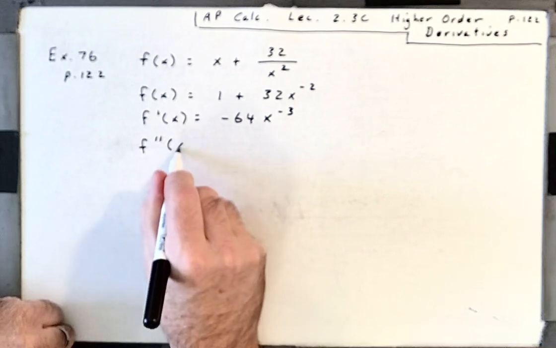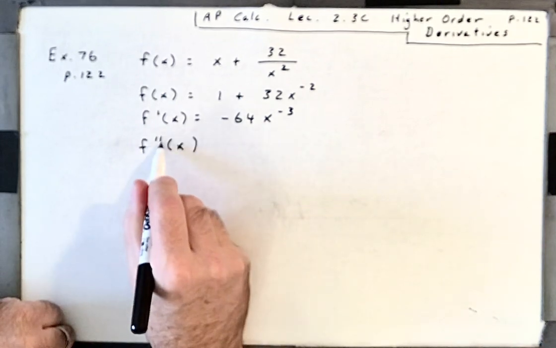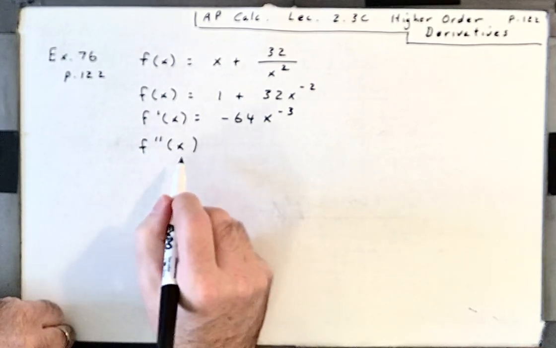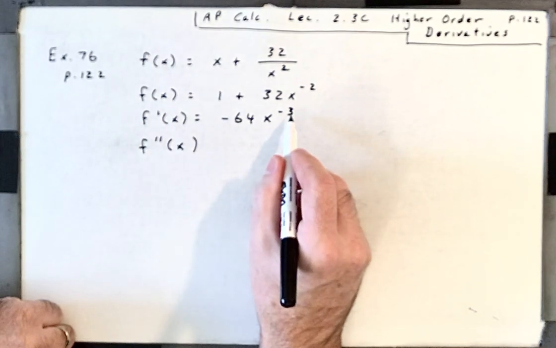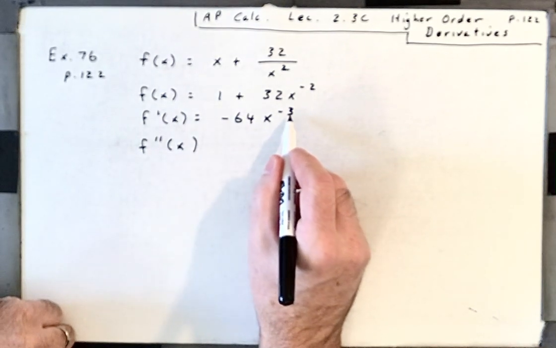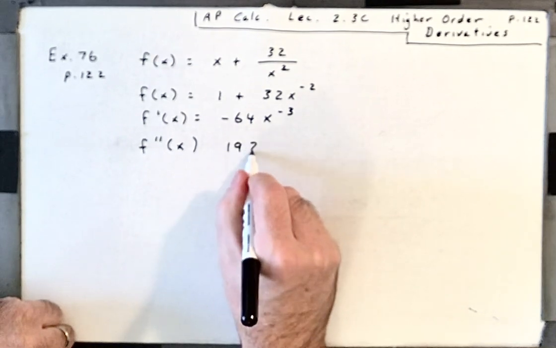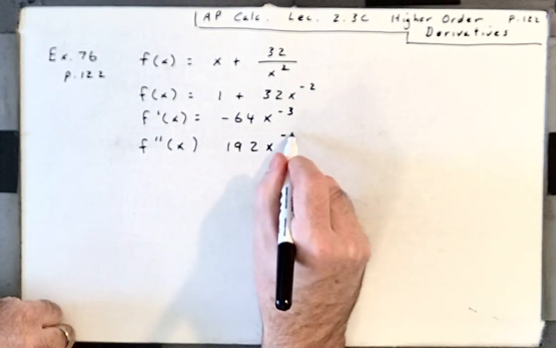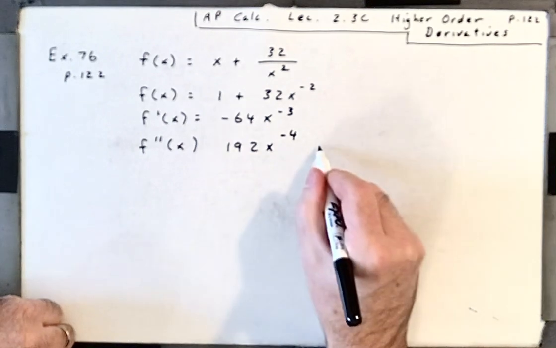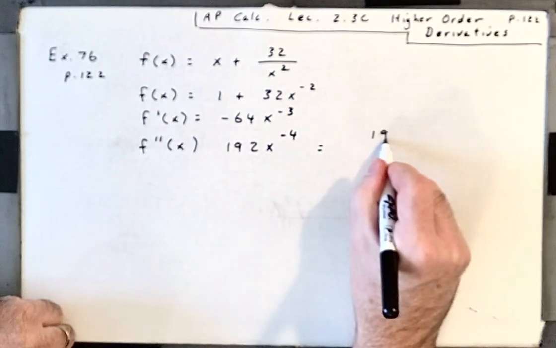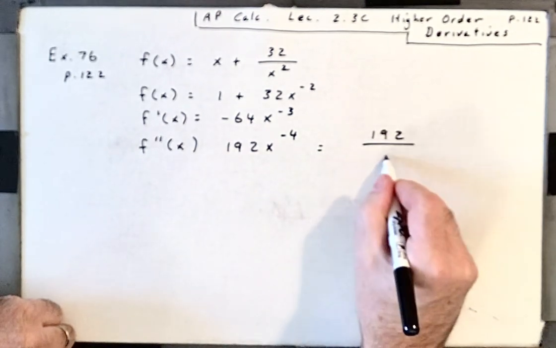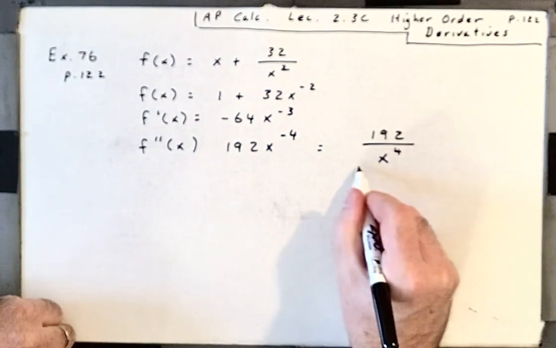The second derivative would be f double prime of x. Okay, so that would be negative 3 times negative 64. That's 192x to the minus 4. So now we'll clean it up in the end. That's 192 over x to the 4th power.